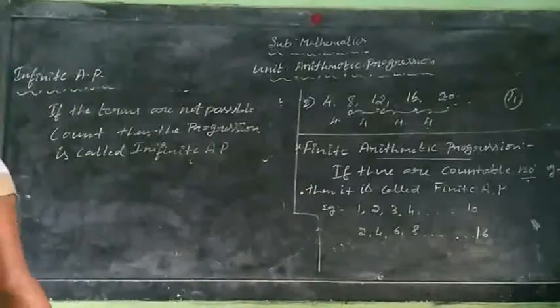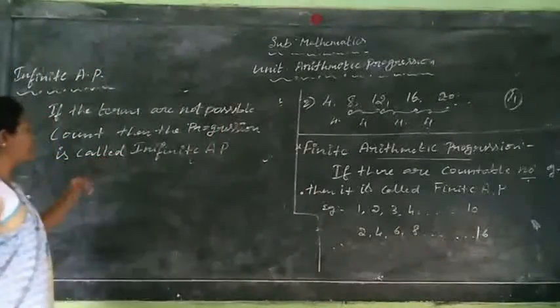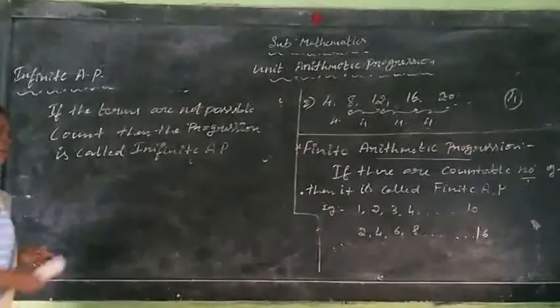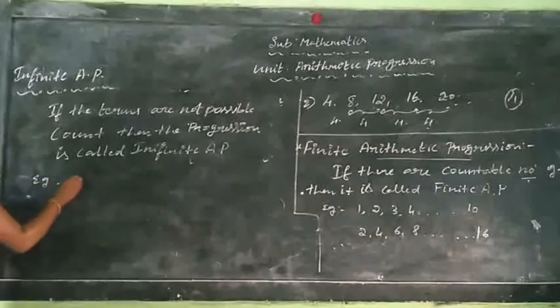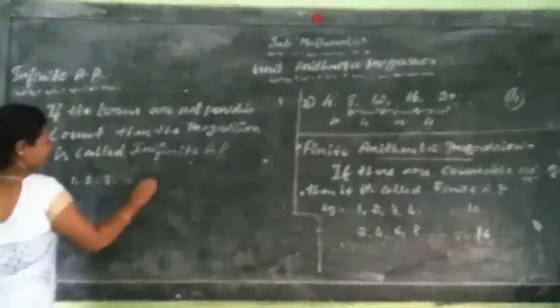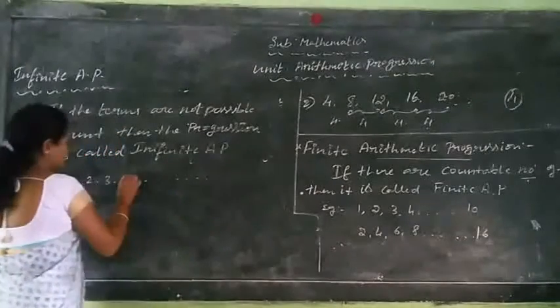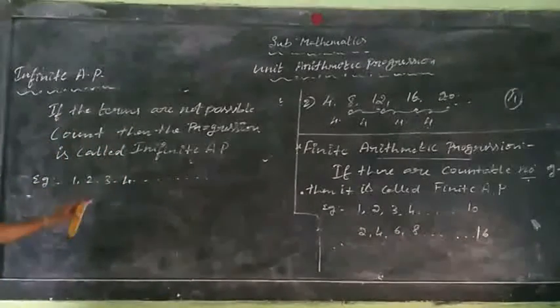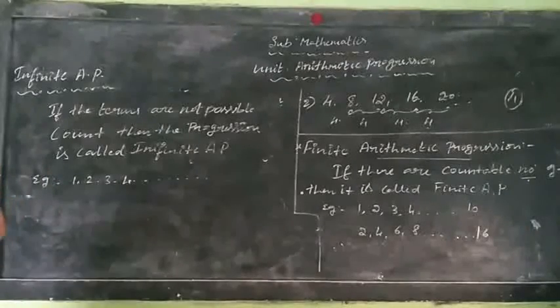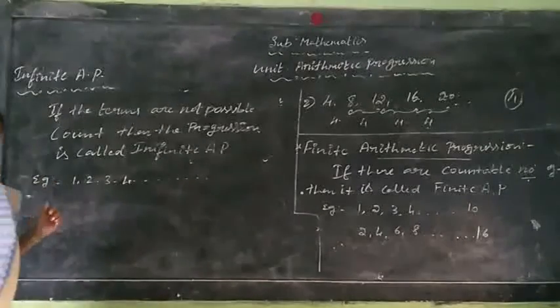So, if the terms are not possible to count, then the progression is called an infinite progression. We take up some examples here. 1, 2, 3. See this example, children. This is a set of natural numbers. Is the last term mentioned here? No, the last term is not mentioned here.